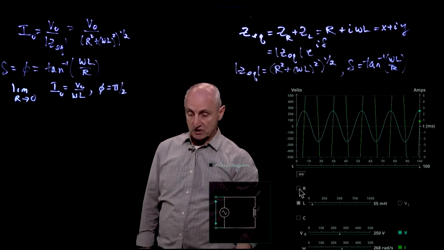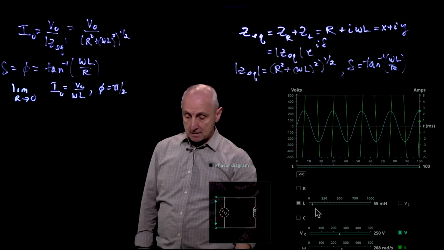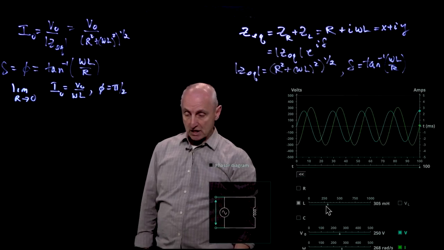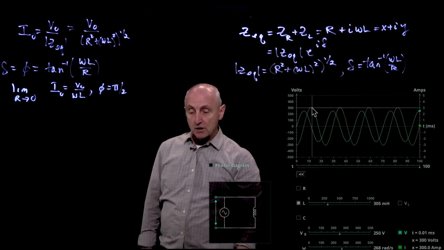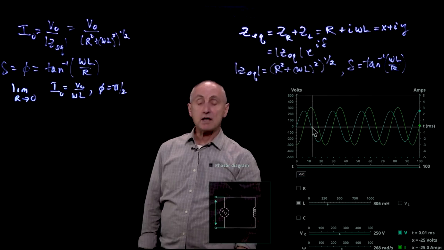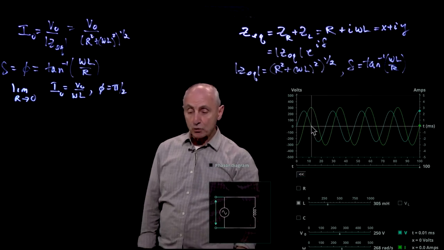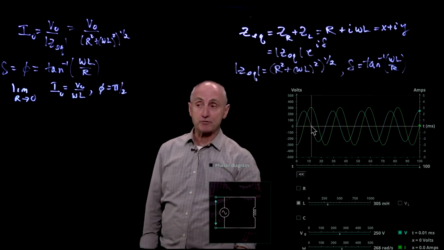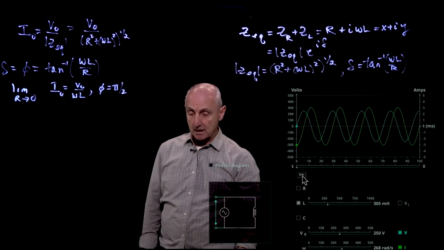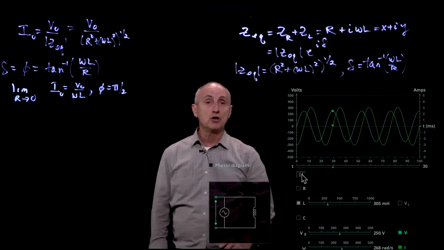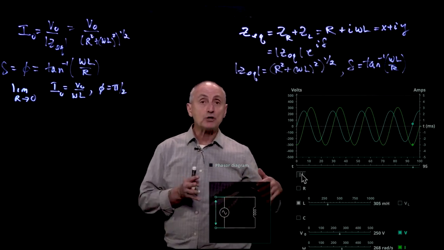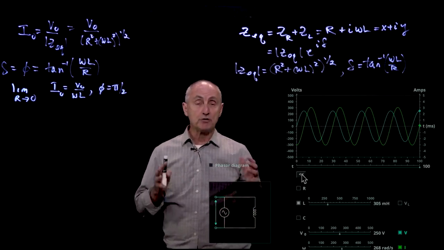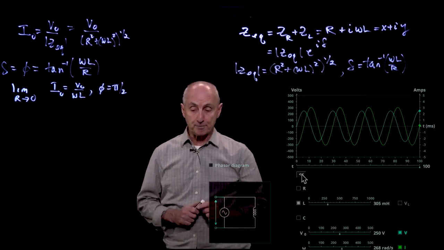So let's get rid of the resistor. And we'll change the value of L. And now you can see that the current is peaking when the voltage has reached its 0 value. That represents a phase shift of pi over 2. And again, if we run this circuit, you can see that the current is lagging the voltage, or we can say in time, the voltage peaks before the current.